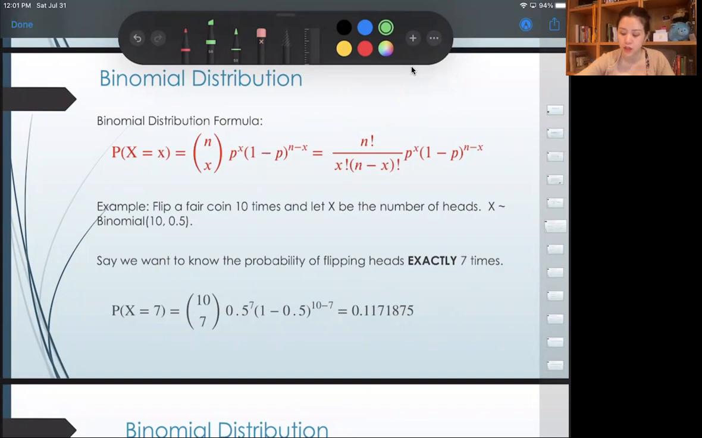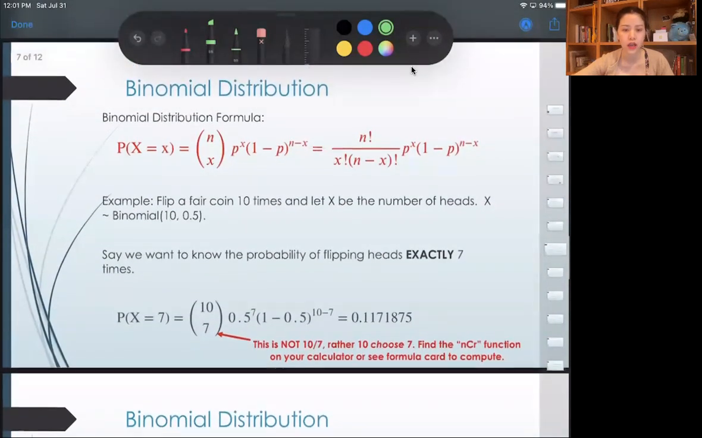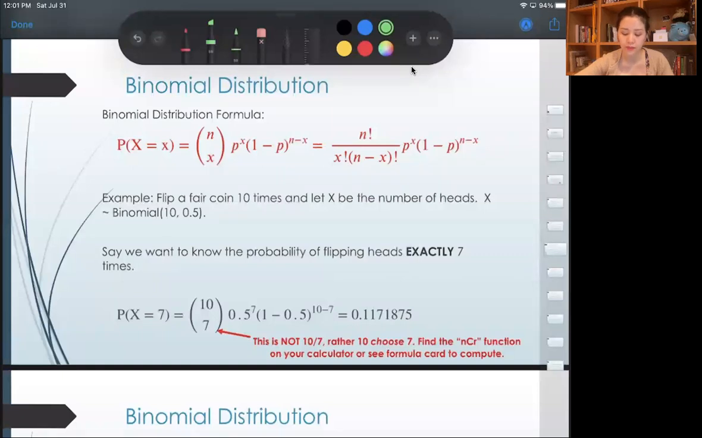I'm going to show you how to plug this into the calculator. Remember, it's 10 choose 7. By the way, before I go to the calculator, I've been saying 10 choose 7, not 10 divided by 7. So on your calculator, you want to find the function n choose r. That's a combination function.